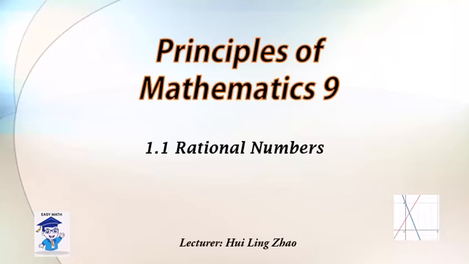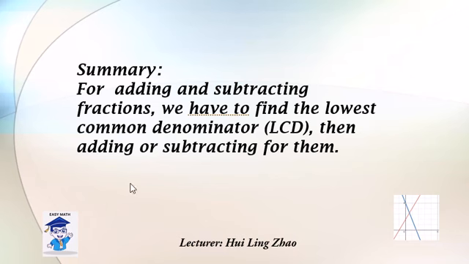Today we study the principle of mathematics 9. 1.1 Rational numbers. How to calculate the rational numbers? For adding and subtracting fractions, we have to find the lowest common denominator, that is LCD, then add and subtract for them.